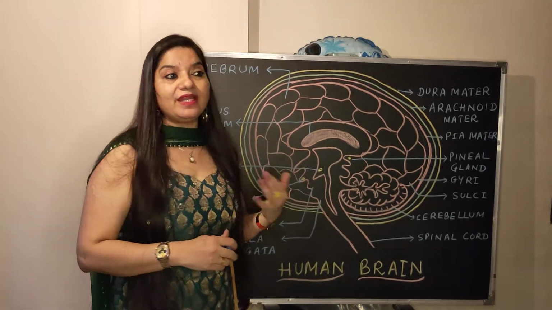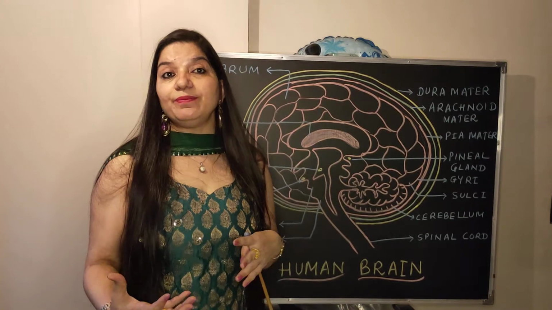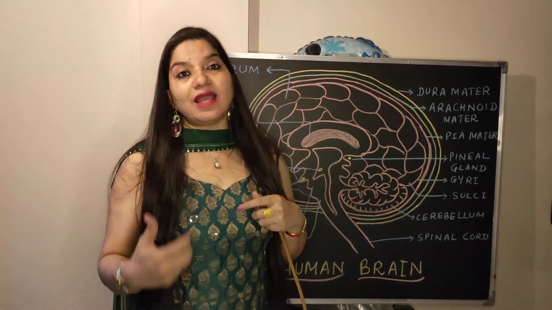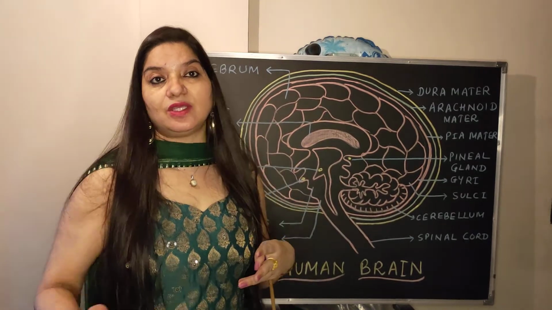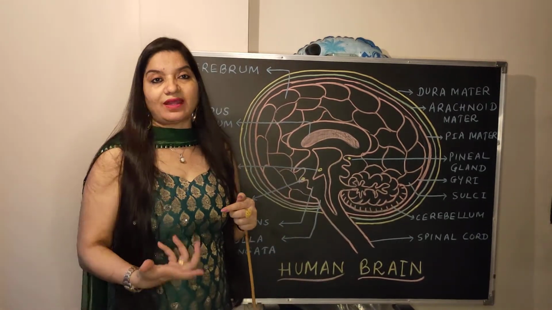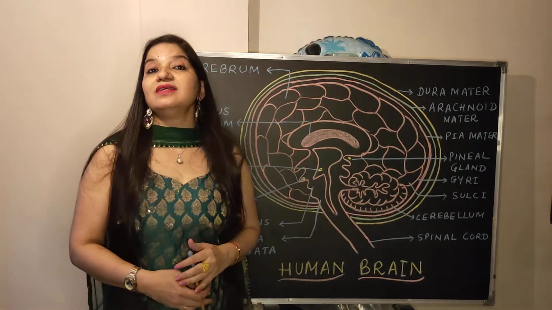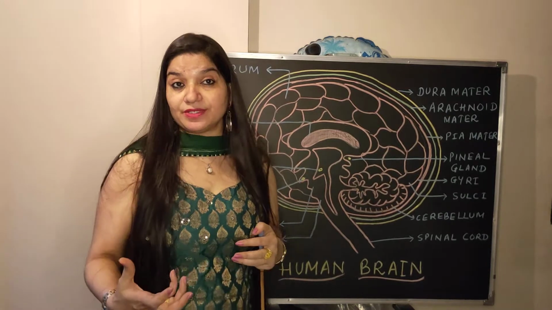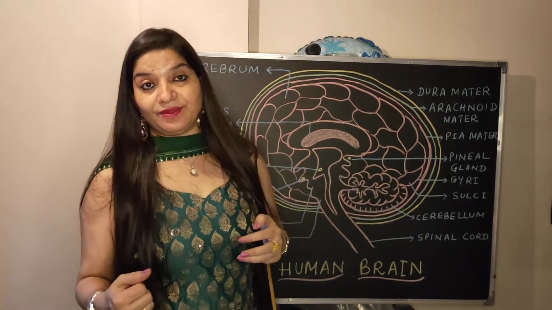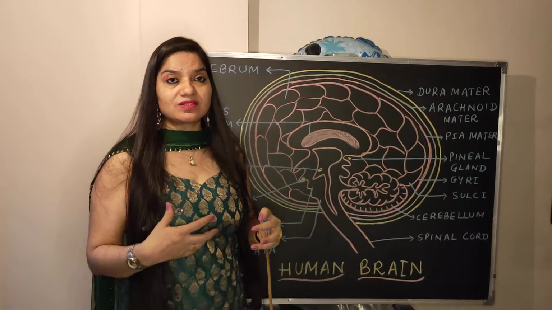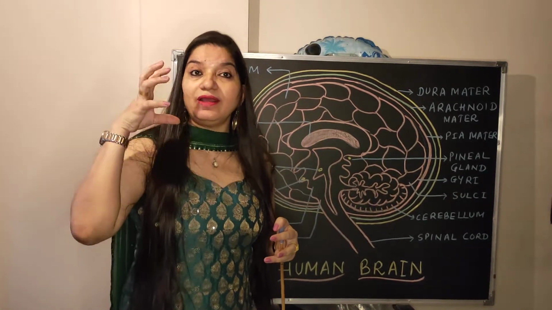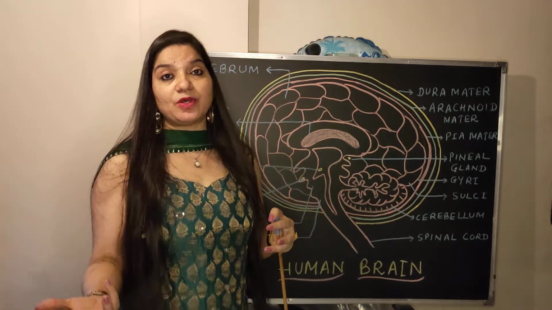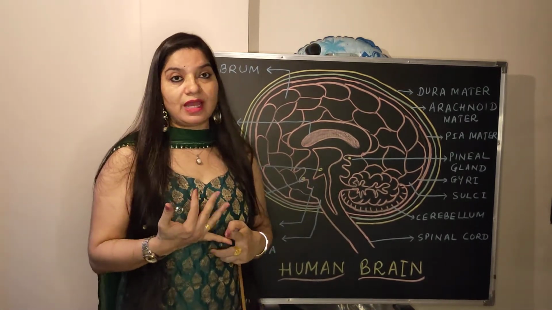Okay, cerebellum. Cerebellum is linked with posture, equilibrium, and all muscular coordination. So walking, jogging, cycling, swimming, all these muscular activities are taken care of by the cerebellum. You must have seen that an alcoholic or drunk person walks very clumsily. Why does he walk clumsily? Because alcohol affects the cerebellum part of the brain. And what is cerebellum responsible for? The muscular coordination and posture.